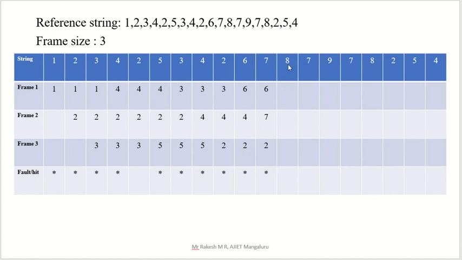Okay, and 8. 8 is asked, and 8 is not there. So go for 6, 7, 2. 7 is here, 6 is here, 2 is here. 2 is last asked, so replace 2 with 8. Then 7. 7 is there. That is a page hit. No need to enter a star here.